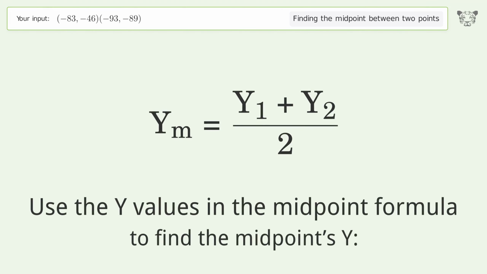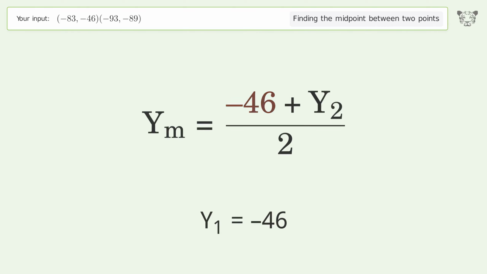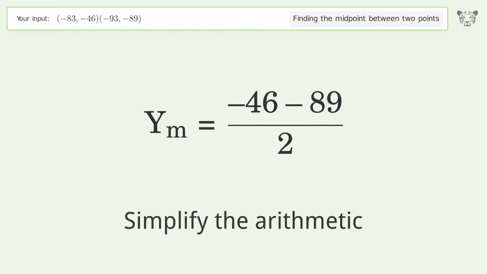Use the y values in the midpoint formula to find the midpoint's y. y1 equals -46. y2 equals -89. Simplify the arithmetic.